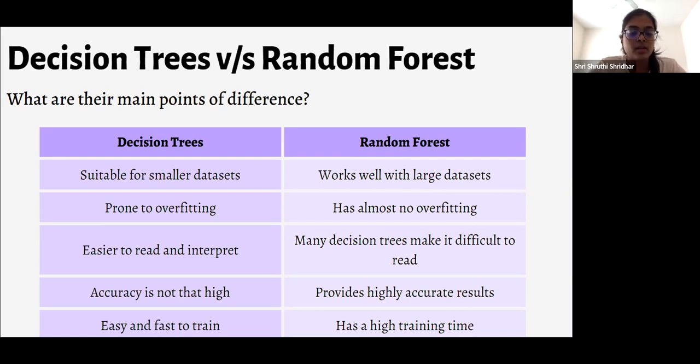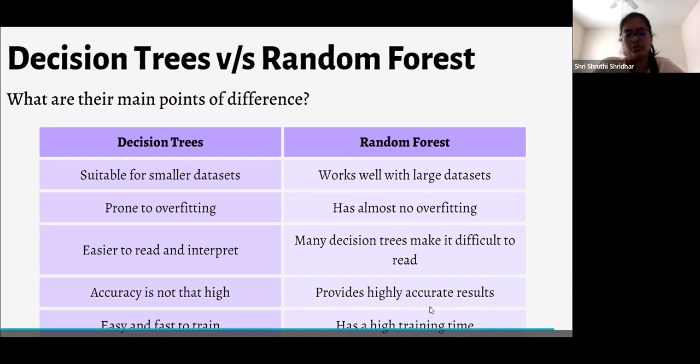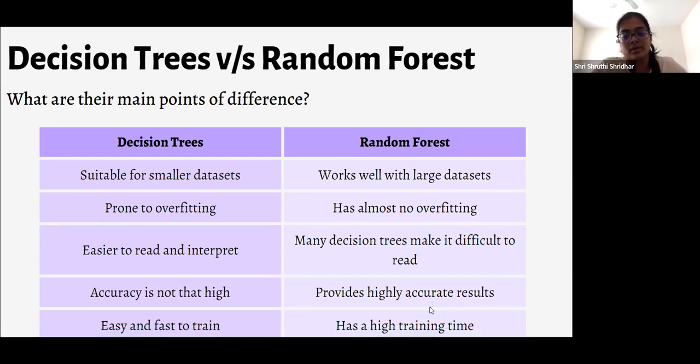Just to go over again, decision trees are suitable for smaller data sets, and it is more prone to overfitting and less accurate, but it is easy to read and interpret and easy to train. And on the random forest side, it works really well with large data sets, and it does not overfit and has a better accuracy because of diverse classifiers which are uncorrelated. But it does have a disadvantage in training time, and it is not easily visualizable.